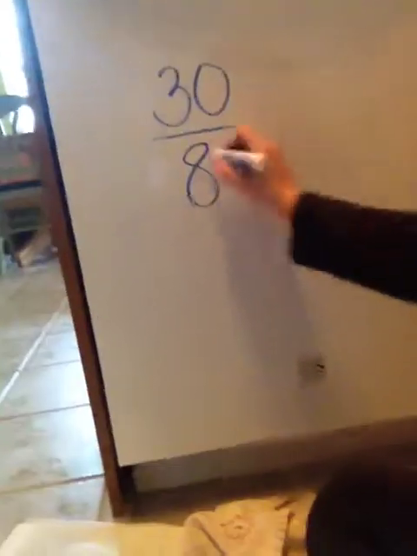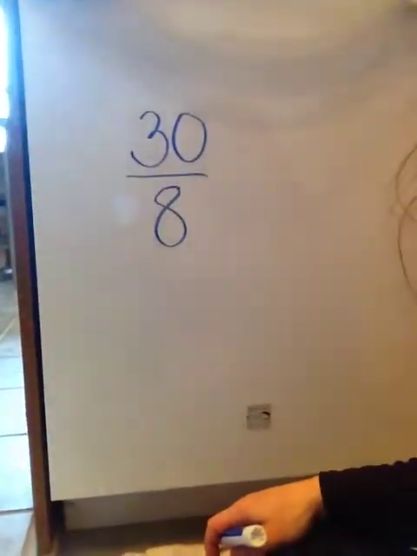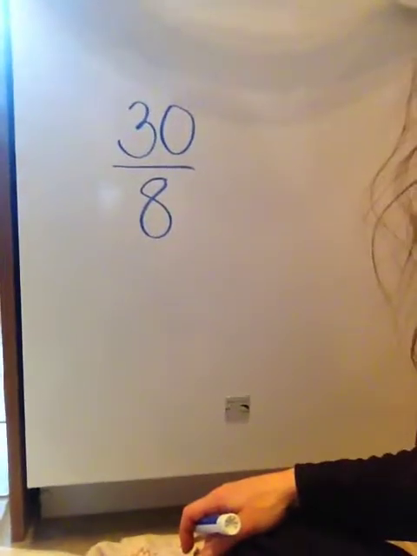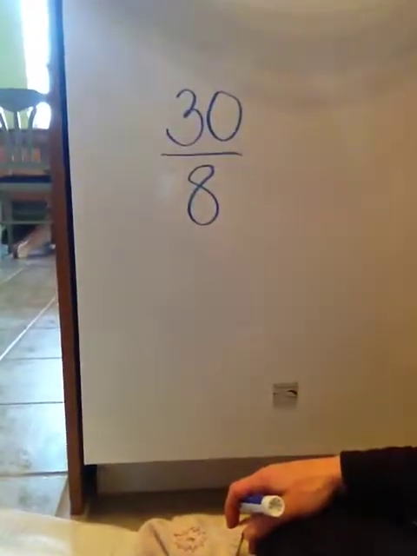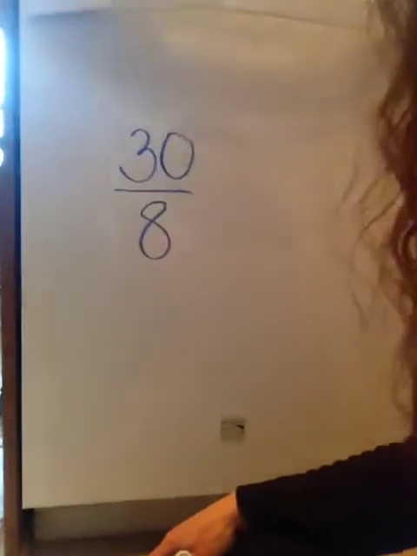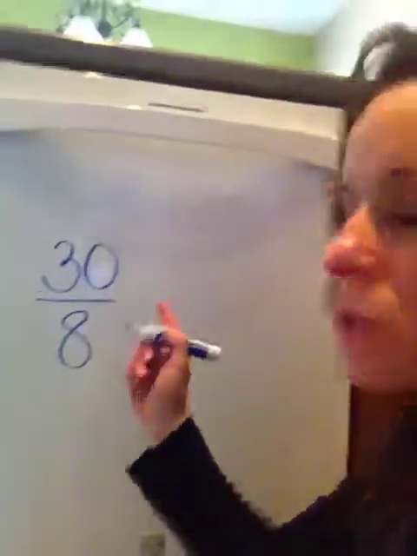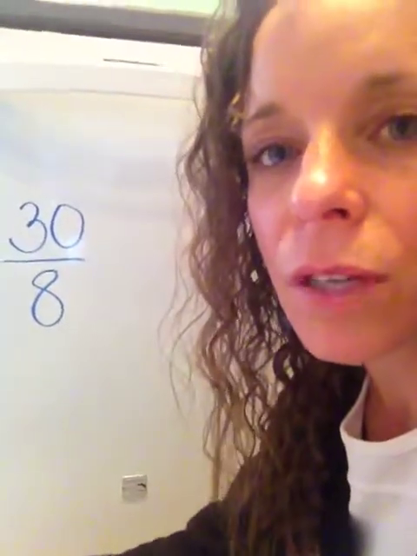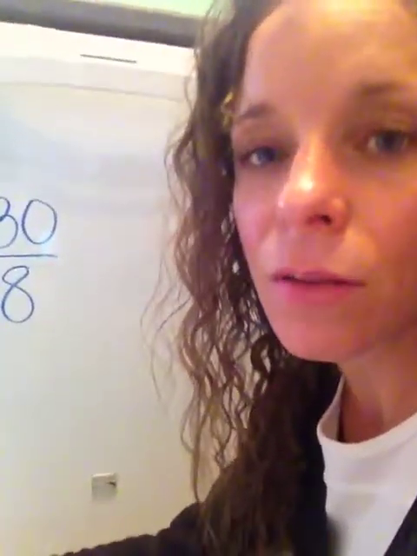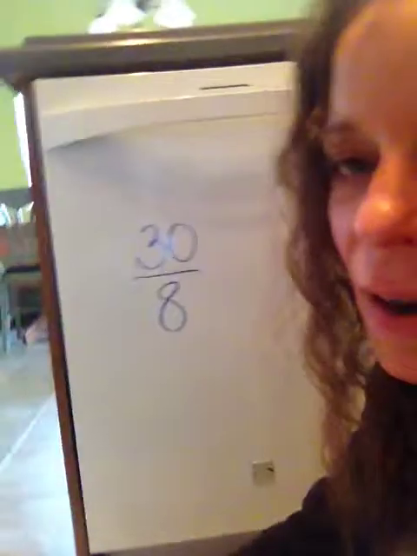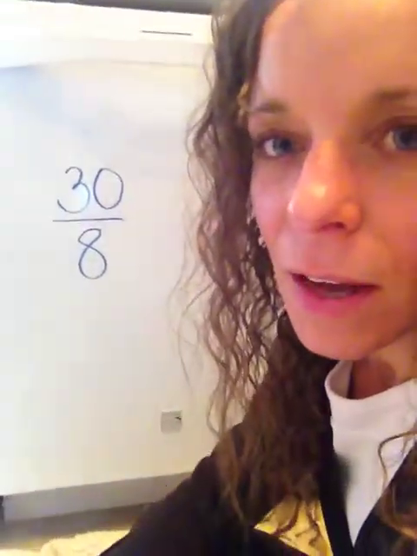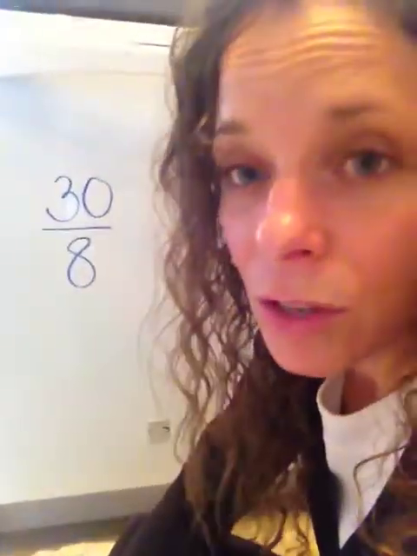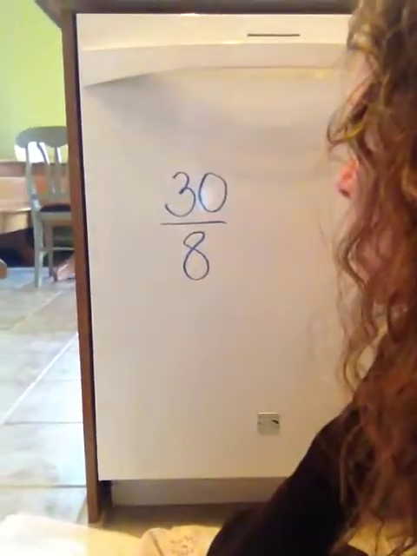Okay, sorry about that. Okay, so we have 30/8 we're going to do. If I'm going to reduce that, you have a couple options. You can start off by reducing and then changing it to a mixed number, or we can change it to a mixed number and then reduce. Everybody's kind of got their preference. I really don't care what you do. You can do it either way.